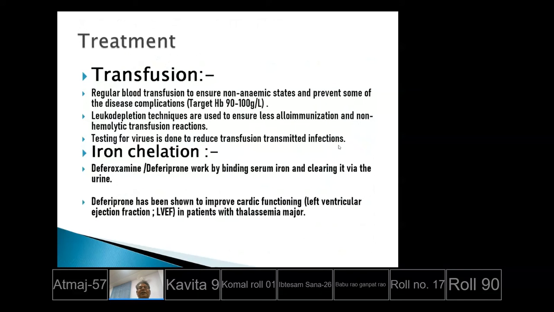Treatment: regular blood transfusion to ensure a non-anemic state and prevent some of the disease complications. You have to target Hb 90 to 100 gram per liter, which means 9 to 10 gram per dL. Leukodepletion techniques, which decrease the amount of leukocytes, are used to ensure less alloimmunization and non-hemolytic transfusion reaction. You usually give leukopoor blood to the thalassaemic patient. Testing for viruses is done to reduce transfusion-transmitted infection.